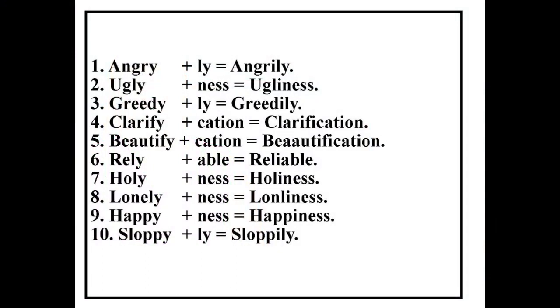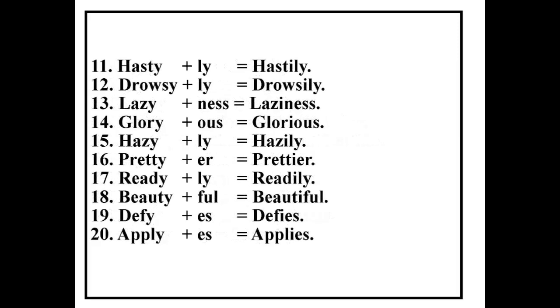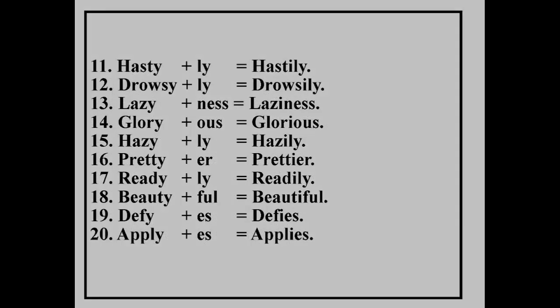The second root word is ugly, which ends with the letter y and the suffix to be added to it, ness, begins with a consonant n. So change the last y in the root word to I. You have your new word, ugliness. Other similar words are greedily, clarification, beautification, reliable, holiness, loneliness, happiness, sloppily, hastily, drowsily, laziness, glorious, hazily, prettier, readily, beautiful, defies and applies.